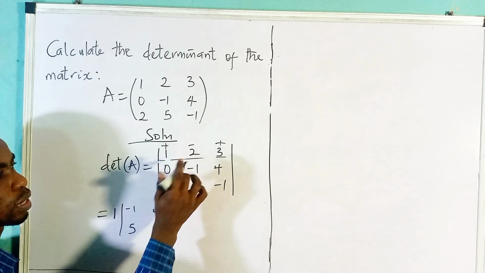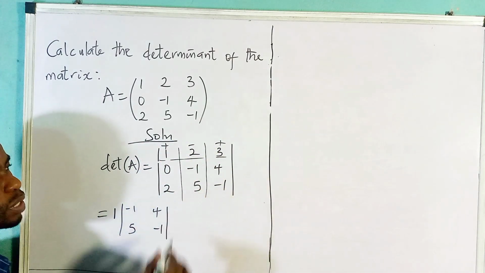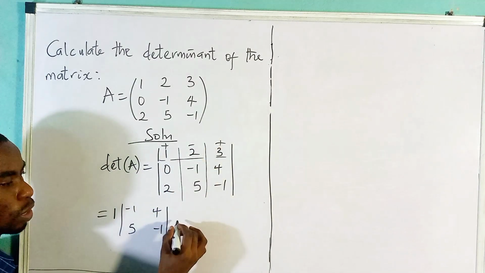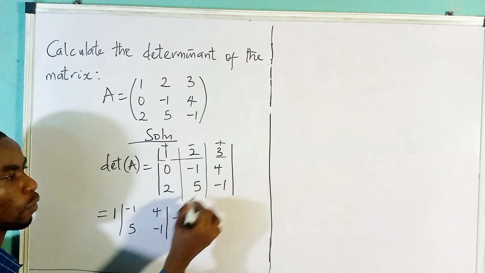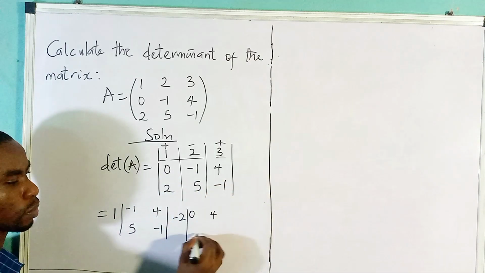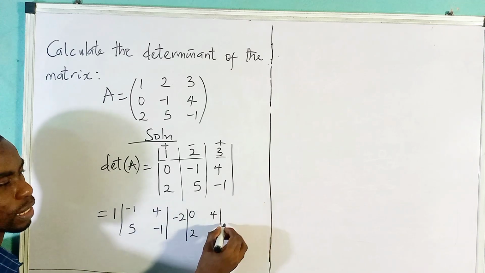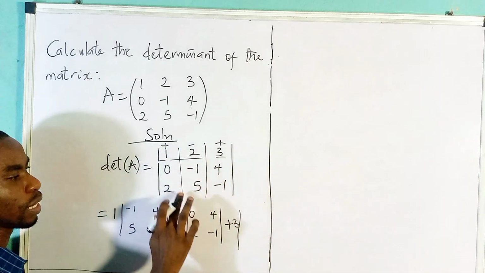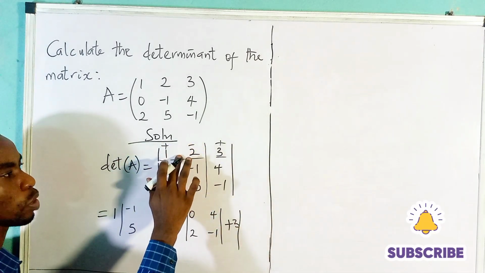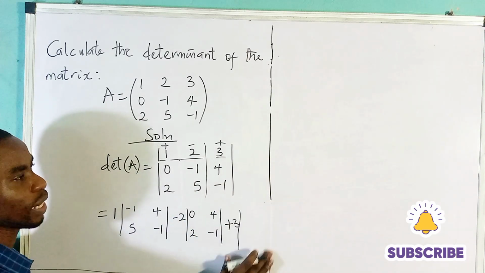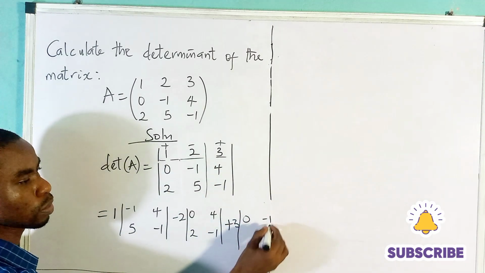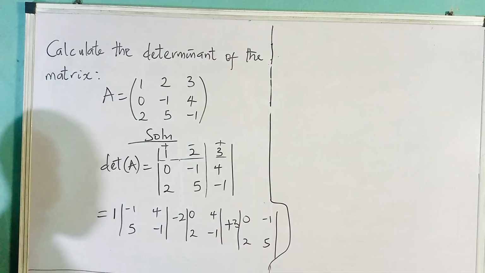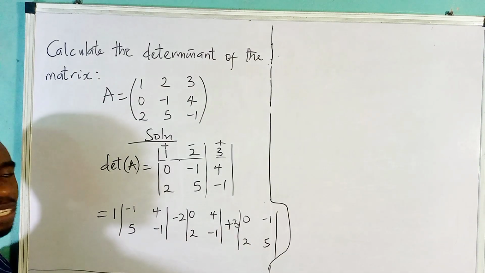Now for the other one, remove the middle column and the top row. That is minus 2 now. Minus 2 into 0, 4, 2, minus 1. And then lastly, plus 3. What do we remove? Remove the last column and the top row. And so here we have 0, minus 1, 2, 5.